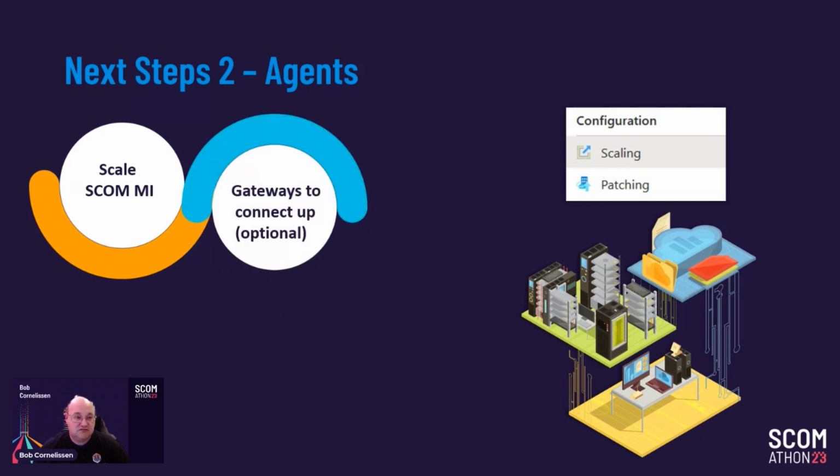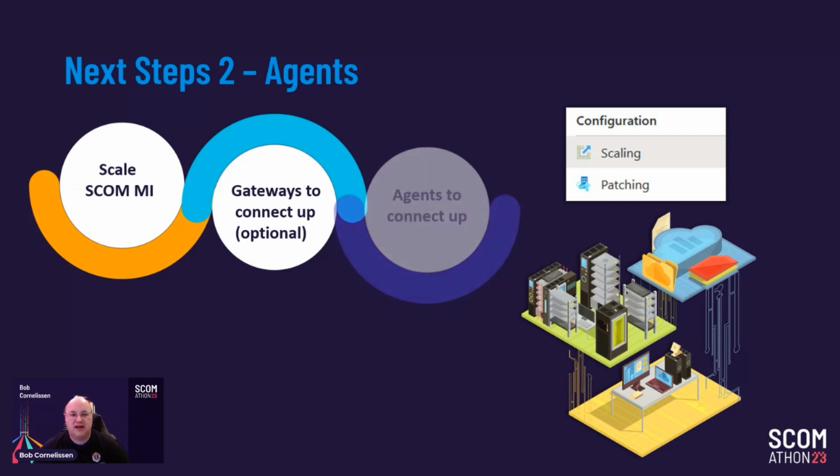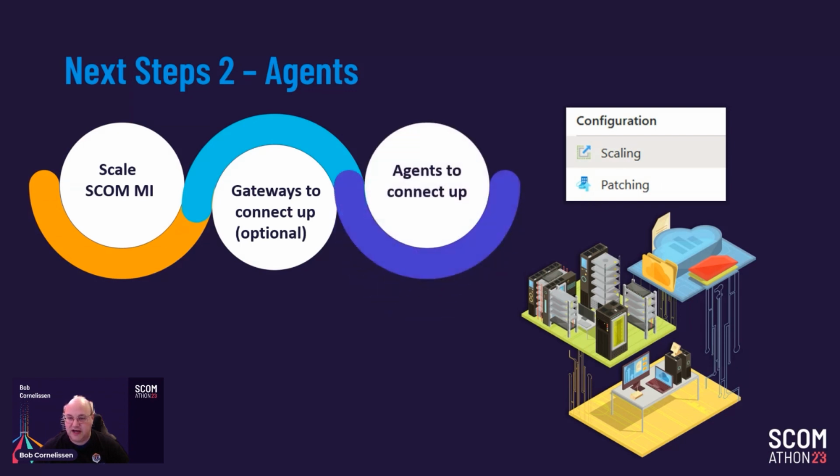All right, so you can connect up gateways. If you need gateways, for whatever reason, you can now start to connect those up. And then, of course, your agents with or without the gateways. You can just connect them up to that load balancer address again. So we now have scaling, we have visuals, we have agents.